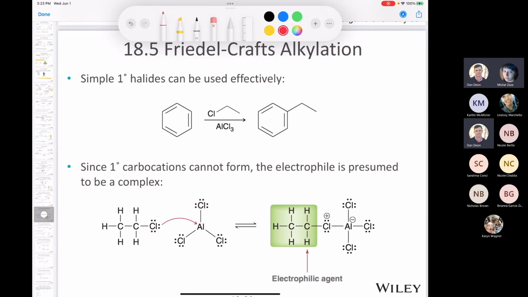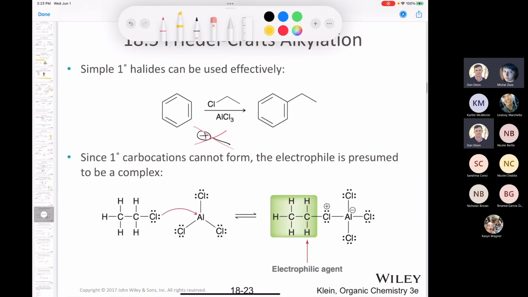If you used ethyl chloride and aluminum trichloride, yes, you can make ethyl benzene, because if you think about a primary carbocation, I mean, that's really unstable. And so instead of making a primary carbocation like this, we say that probably doesn't happen. The electrophile that's presumed is actually the complex. So it's actually this whole thing. They presume that that is the electrophilic agent, but the bottom line is that you can add an ethyl group or a methyl group if you used methyl chloride.